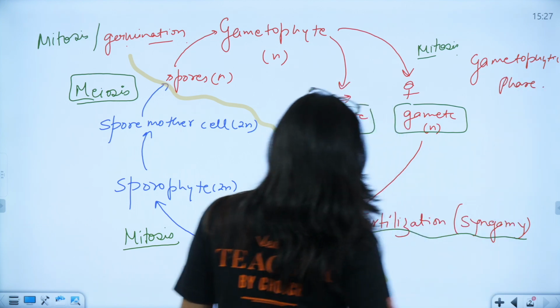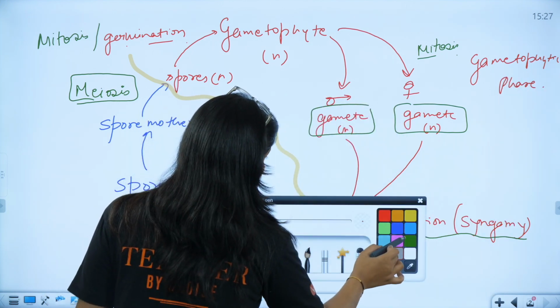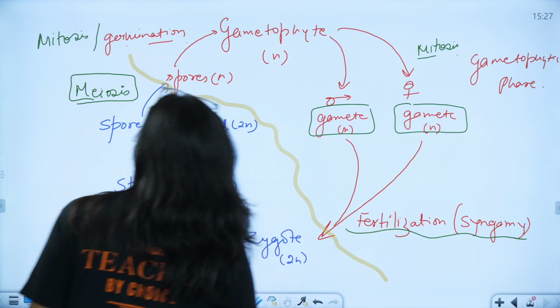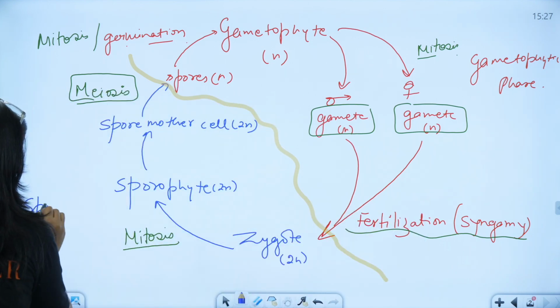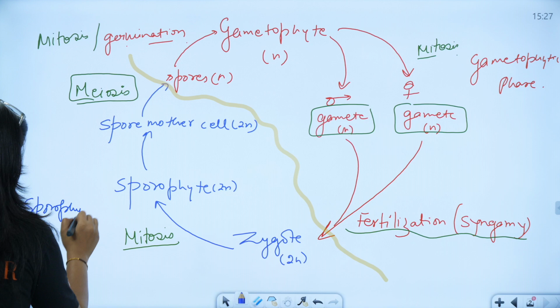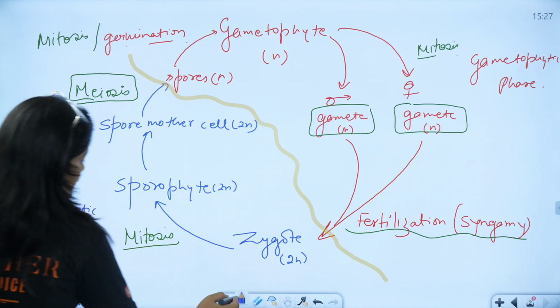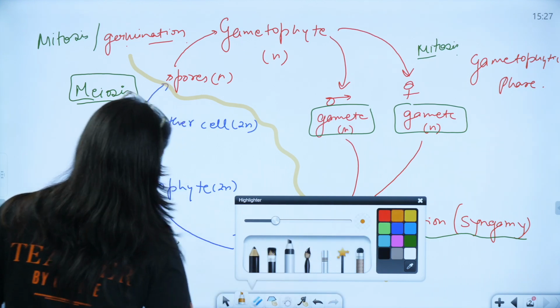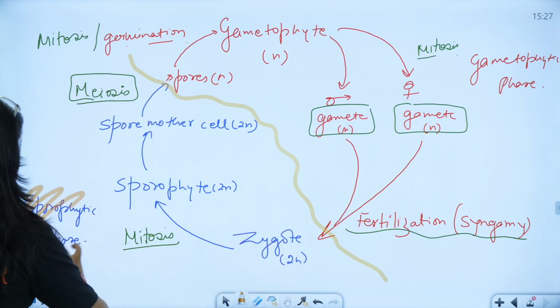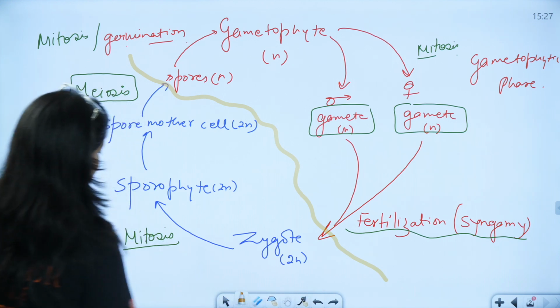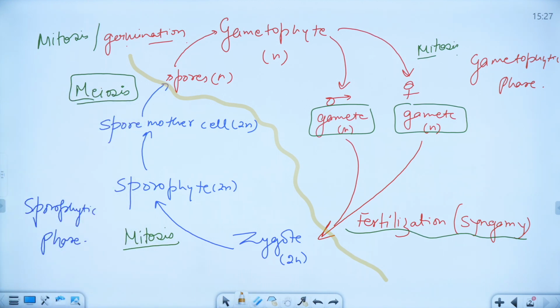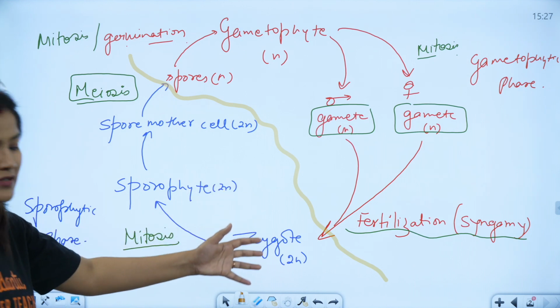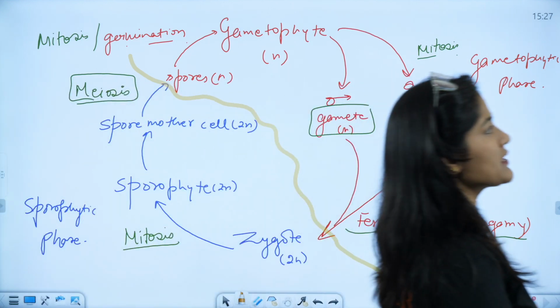Right, this is your gametophytic phase. The next one that you can see over here is your sporophytic phase, right? These are the two different types of phases that you can see: sporophytic phase and your gametophytic phase. That's it. This is your entire life cycle of a plant. I hope it is clear to everyone.